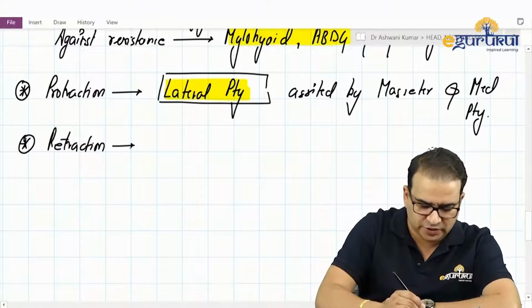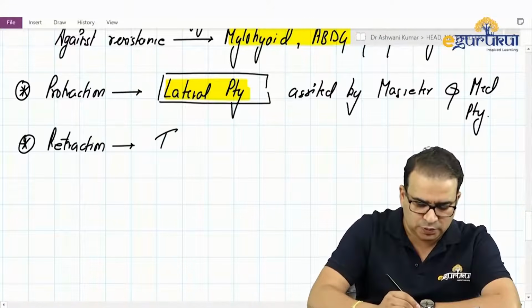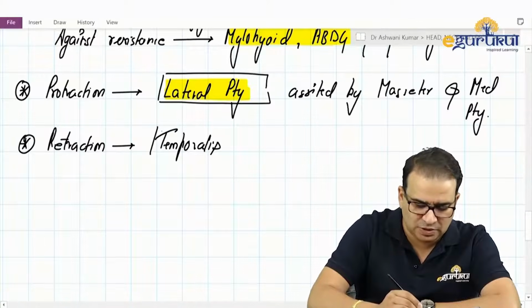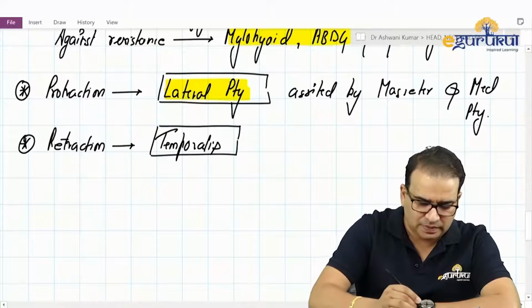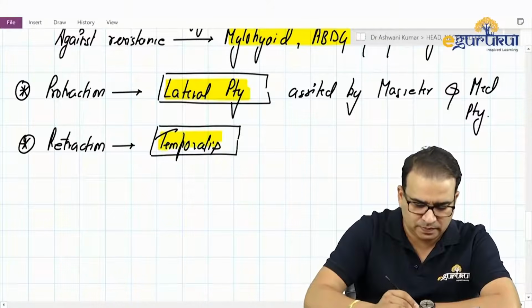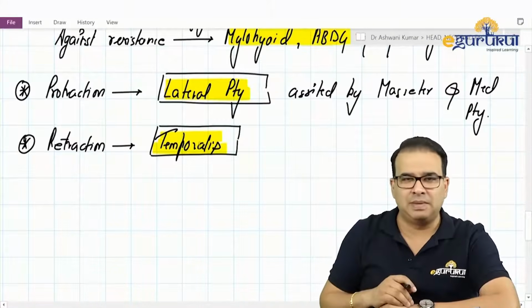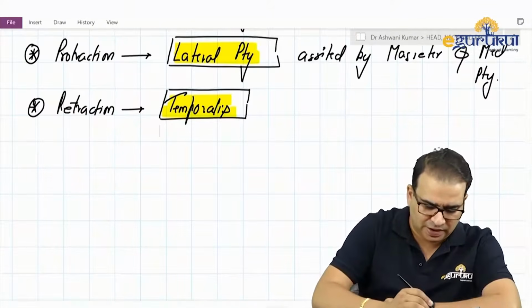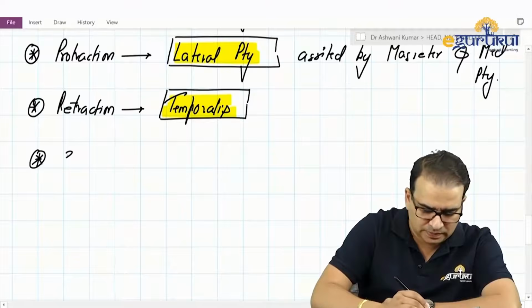Retraction. What about retraction? Retraction is done by the posterior fibers of temporalis muscle. That's the only muscle which is going forward. So clearly that is a muscle needed for the retraction, to pull the mandible back. Elevation, depression, protraction, retraction, and finally coming to the sideways movement.